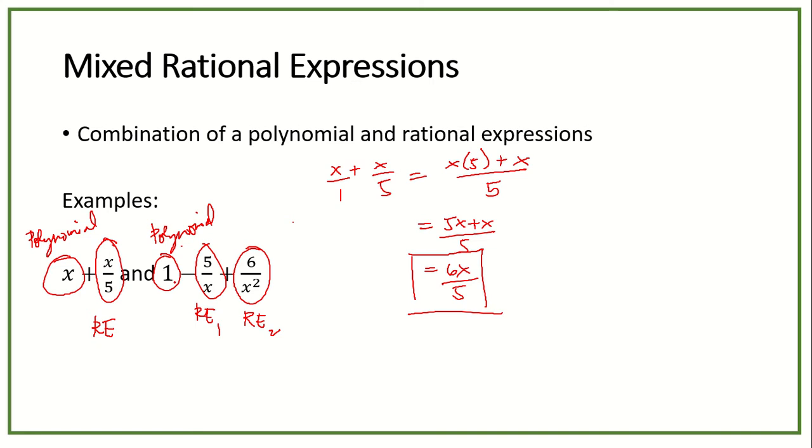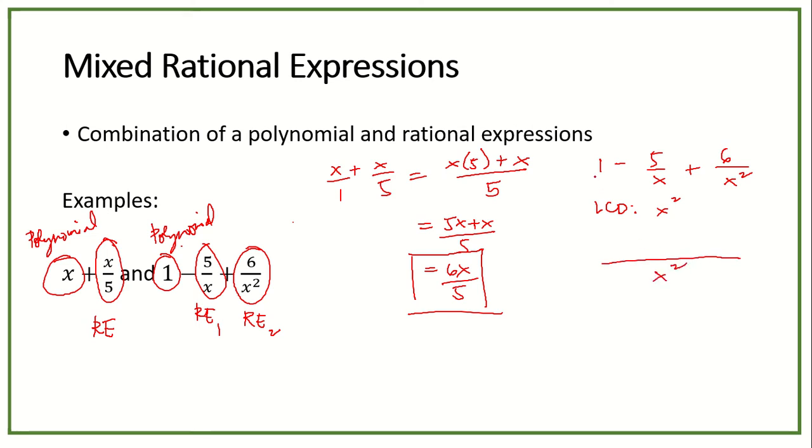How about the second one? That would be 1 minus 5 over x plus 6 over x squared. If you find the LCD here, it is just x squared. Kasi nga, di ba, yung x dito, andun naman siya sa isang x dito sa x squared. And then may isa pang x, so x squared. So automatically, x squared yung magiging denominator natin.